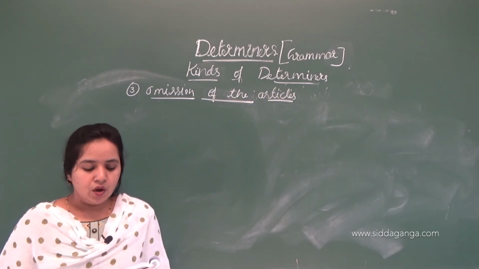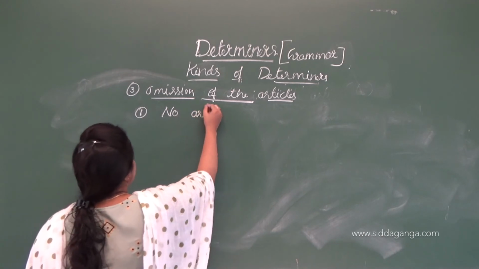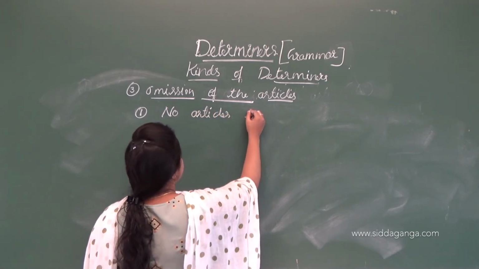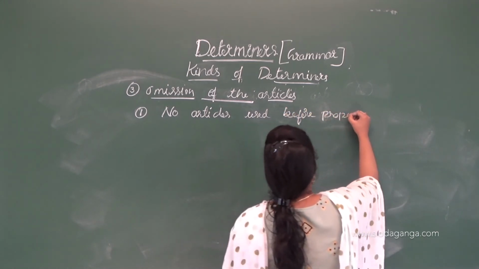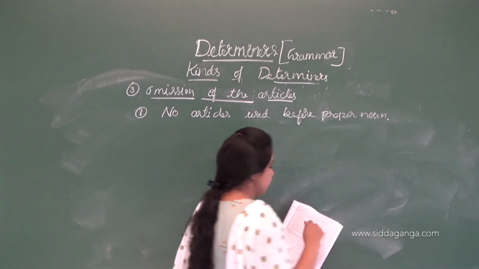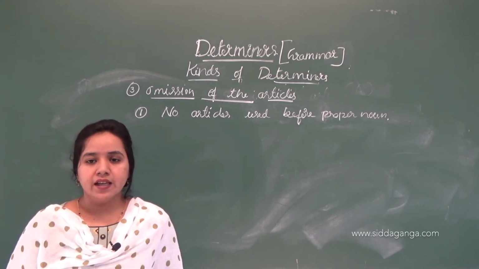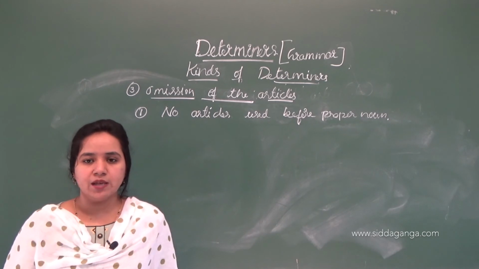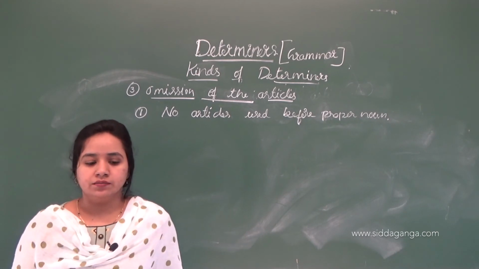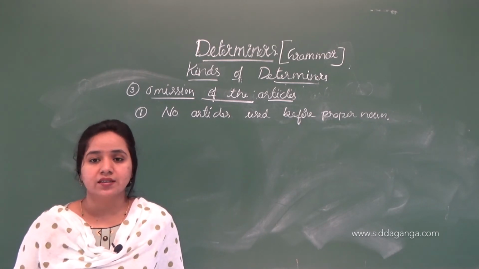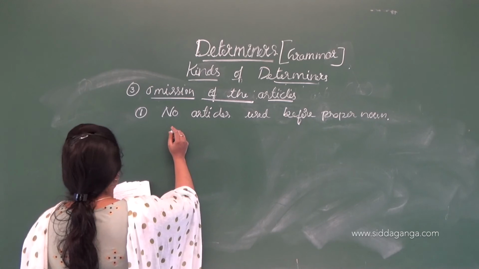For example, no article is used before a proper noun. A proper noun is the name given to a particular person or place, for example Delhi, Bangalore. Wherever we use such names, we should not say "the Bangalore" or "the Delhi", or for a person "the Rahul", "the Sita". It is incorrect to use "the" before a proper noun.